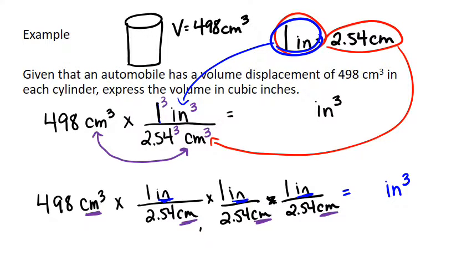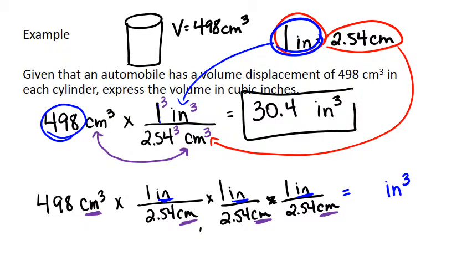498 divided by 2.54 cubed, and I get 30.38982456, which is a big long number. But I've got 3 significant figures at my start. Even though I've done a lot of math all the way through there, I've got 3 significant figures as my end, and I'm going to have an answer of 30.4 inches cubed. Okay?